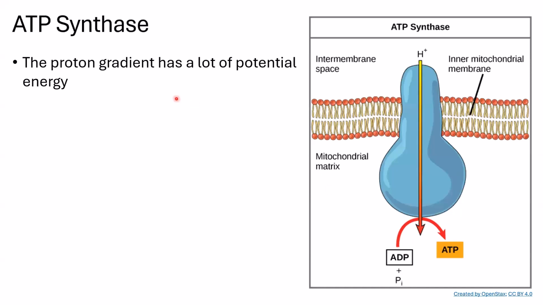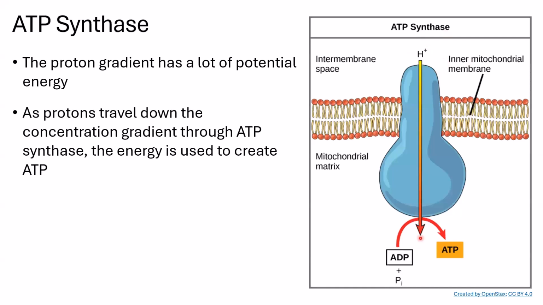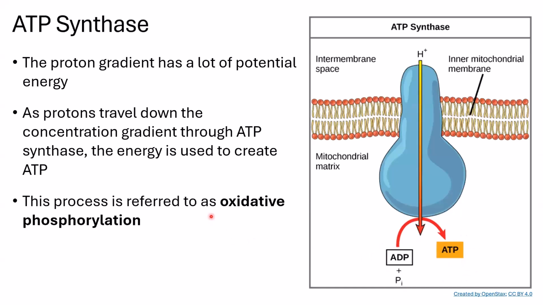Like any concentration gradient, the proton gradient has a lot of potential energy. Protons in the intermembrane space will travel down their concentration gradient through ATP synthase. The energy released by protons going down their concentration gradient is then used by ATP synthase to create ATP. This process is called oxidative phosphorylation, named for the requirement of oxygen and the oxidation processes needed to create the proton gradient that will allow ATP synthase to phosphorylate ADP and make ATP.